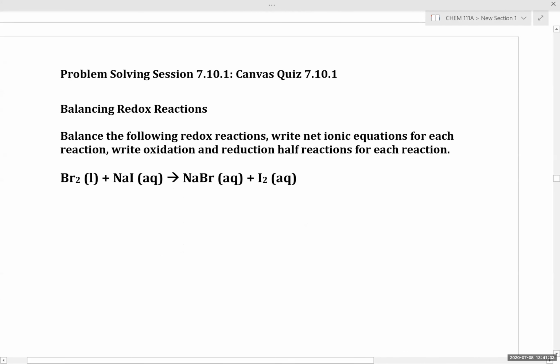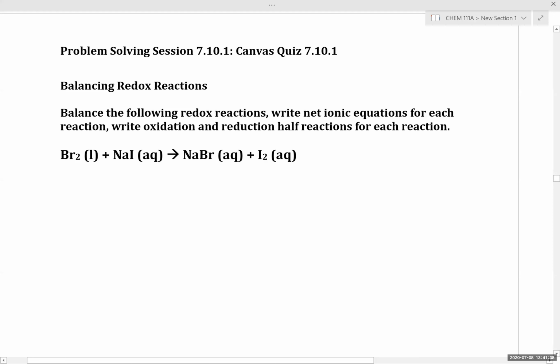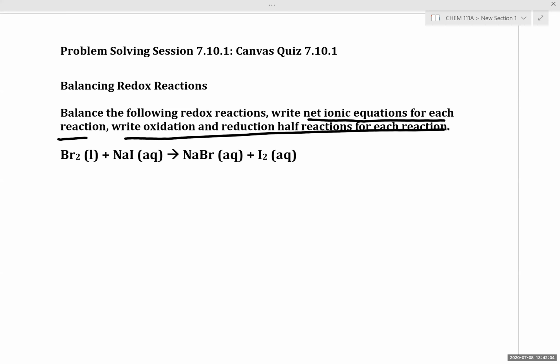Let's look at the following example and let's try to balance the following redox reaction. So this one's pretty easy. We're not integrating the acidic or basic condition stipulations yet. Just balance the following redox reaction. And I'd like you to write net ionic equations for each reaction and write the oxidation and reduction half reactions. So this is an equation that you can balance using the normal method, but I'd like you to try to balance this equation using the redox method. So that way you're getting familiar with utilizing the redox method of balancing.